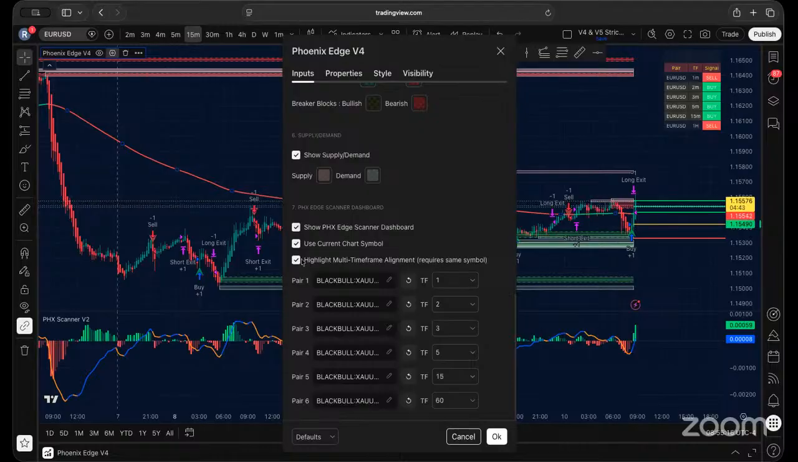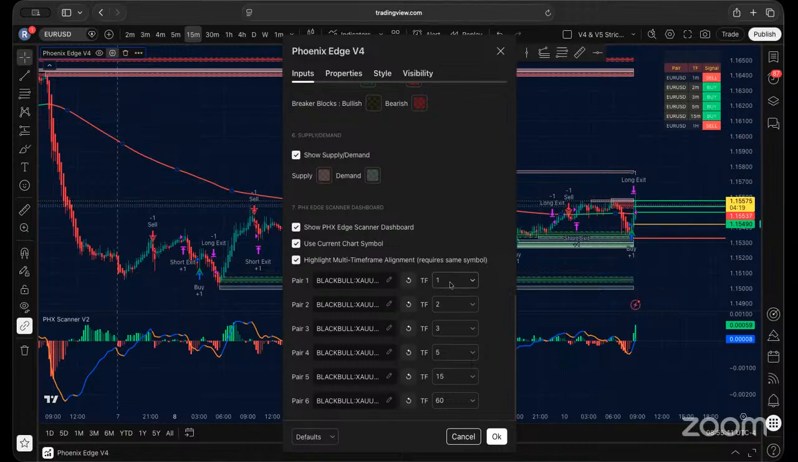But if you want to see multiple pairs, instead of just having it be one pair when you go to a new asset, you could just turn off use current chart symbol, and then you would just hit whatever pairs that you would like. But again, it already auto-populates for you when you go to a new chart asset.